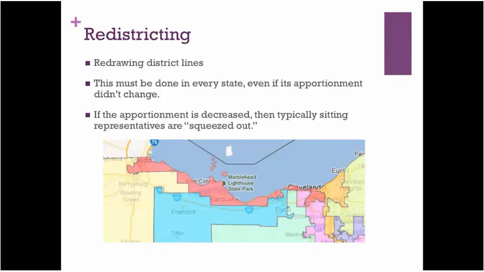So you want to keep the districts almost exactly the same size in terms of population. So everyone needs to do redistricting, but it's an especially contentious or serious job when apportionment changes, either increasing or decreasing. Now, for example, in a state like Ohio, where the apportionment is decreased, typically what happens is that certain sitting representatives are squeezed out of their seats.